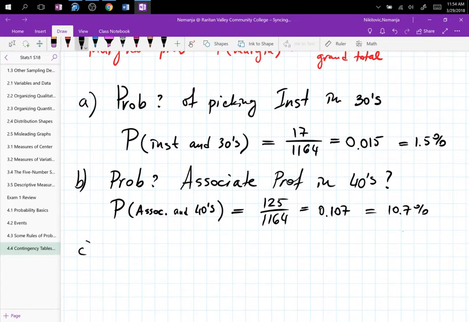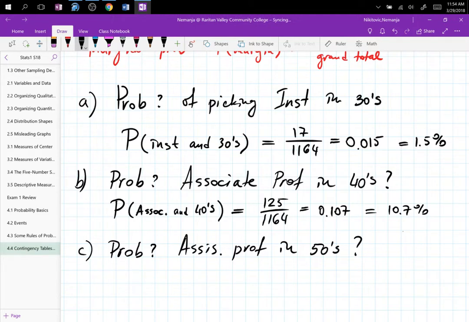Let's go another one. I'll ask you to do this. So probability of assistant professor in, let's go with 50s. Doesn't matter. So assistant professor in 50s.